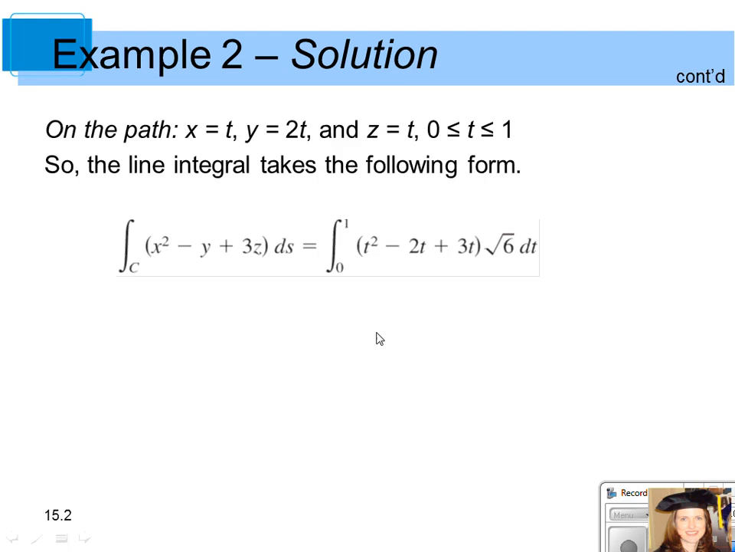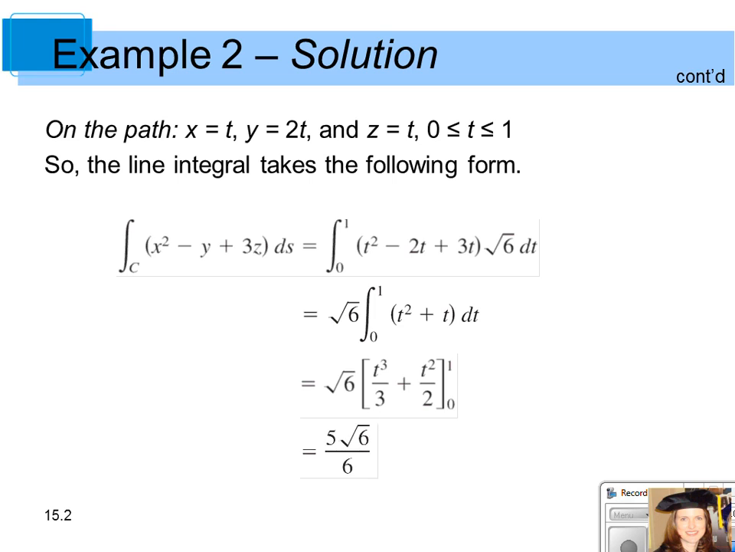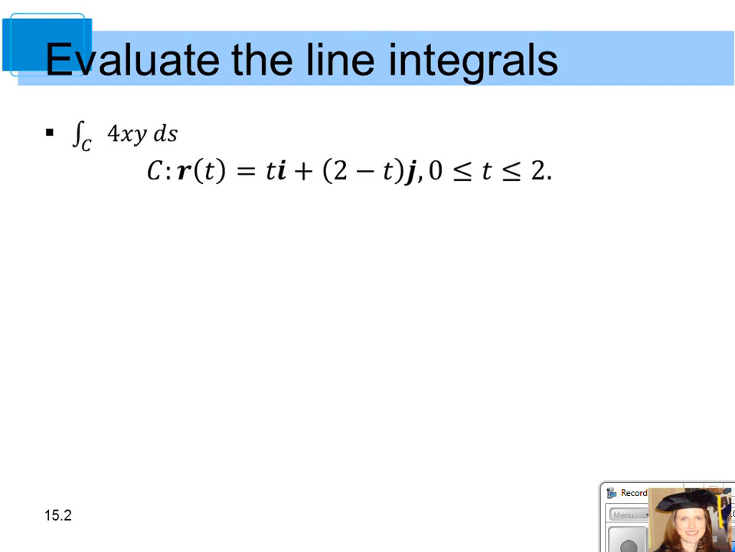So going back to that line integral, that ds you're going to replace with the square root of 6 dt, and you're going to replace every x, y, and z in the function with what it equals on the path. And then again, your bounds are from 0 to 1. So now you have a single definite integral. You can then evaluate this by simplifying, bringing out the constant in front, evaluating after you take the antiderivative, and get your final answer of 5 square root of 6 over 6.